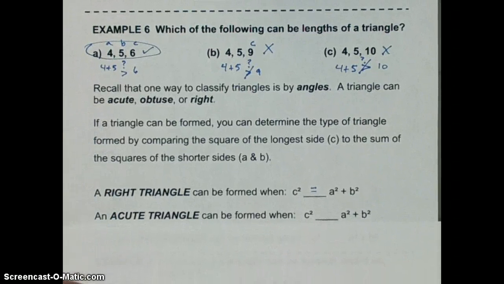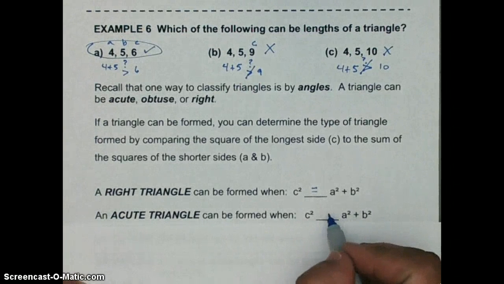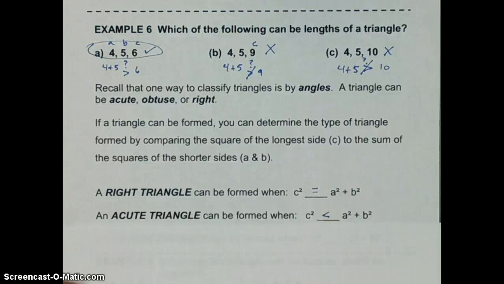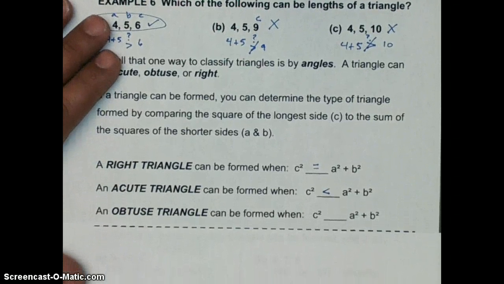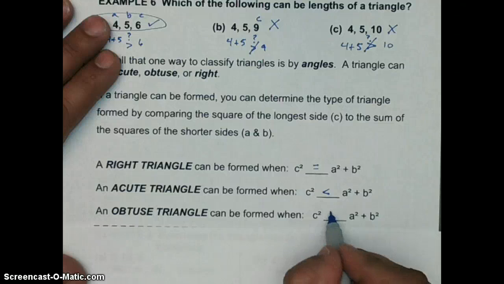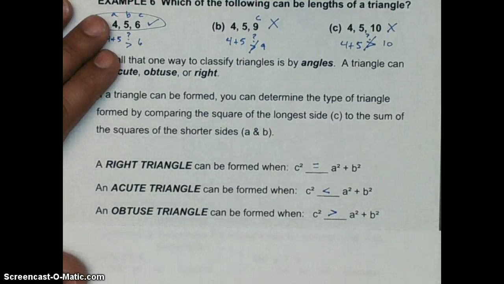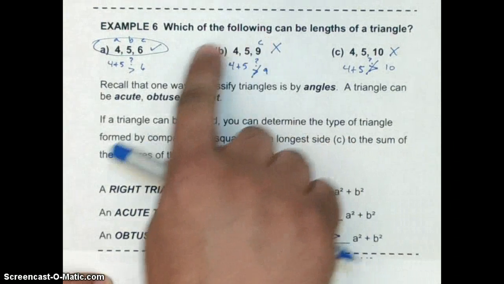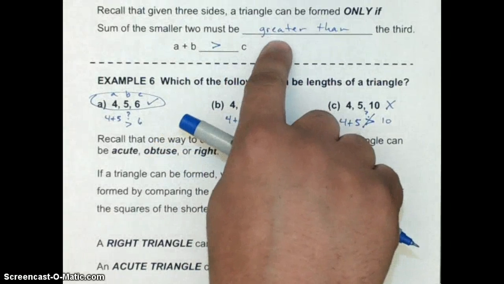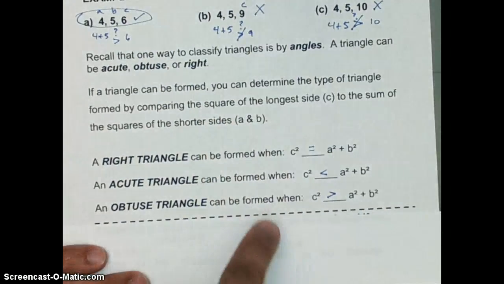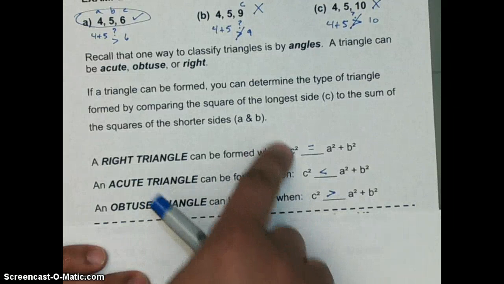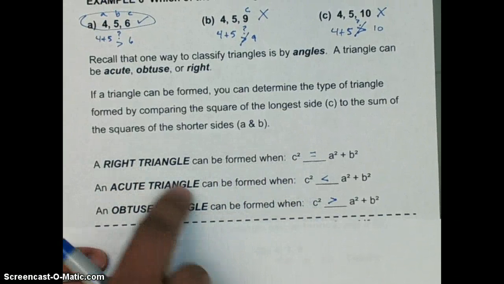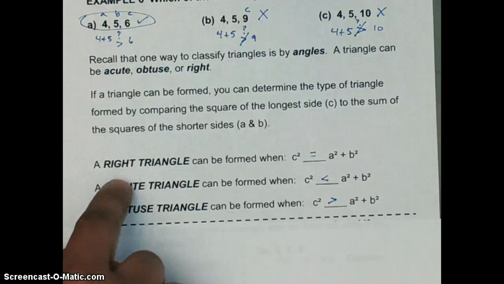If it's an acute triangle, that would mean that C squared has to be less than A squared plus B squared. An obtuse triangle would tell you that C squared has to be greater than A squared plus B squared. Right? So we would have to check if we can actually make a triangle. So we'd have to use this idea here along with this idea, which looks like the Pythagorean theorem, to determine number one, if it can make a triangle, and then what type of triangle it would be, whether it's right, acute, or obtuse.